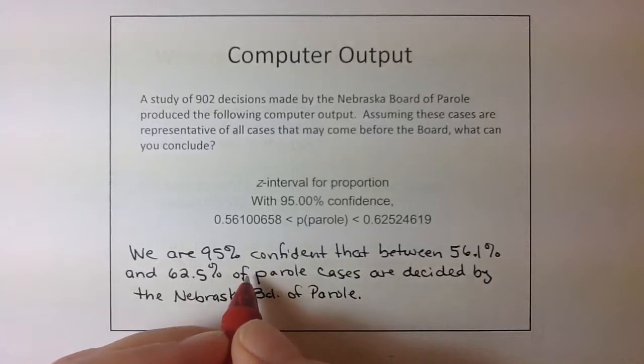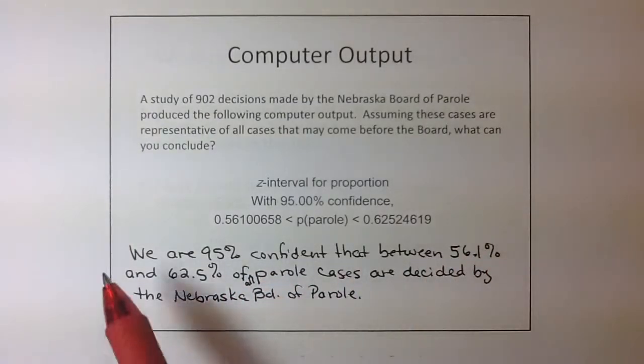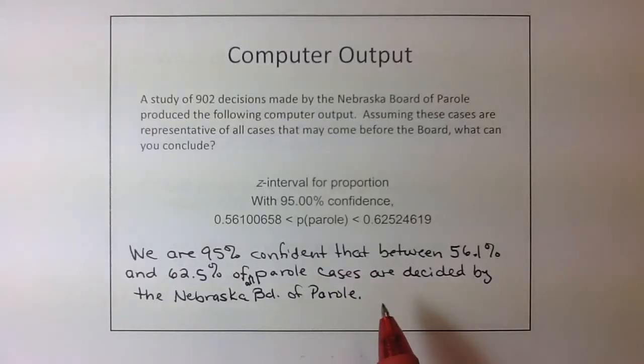I really need to stick that word "all" in there again. I keep leaving it out because our confidence interval is always about what we're predicting for the entire population of cases. Okay, so just practice writing the sentence based on the computer output.